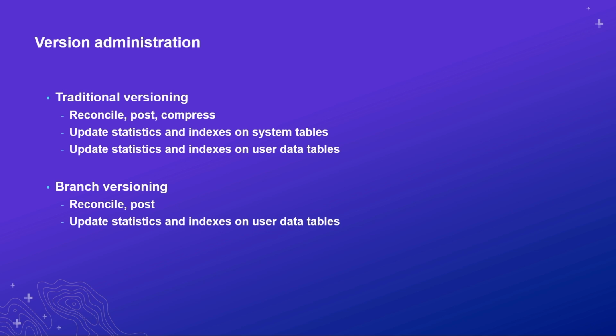With a new type of versioning called branch versioning, the traditional versioning workflows can be performed in a services-based environment. The bonus with branch versioning is that administration is much easier. The base table gets additional columns that are used to track edits. So with branch versioning, there is no requirement to compress to get edits to the underlying base table. The parts of the version administration workflow that we are going to focus on are the reconcile process, updating statistics and indexes with traditional versioning.